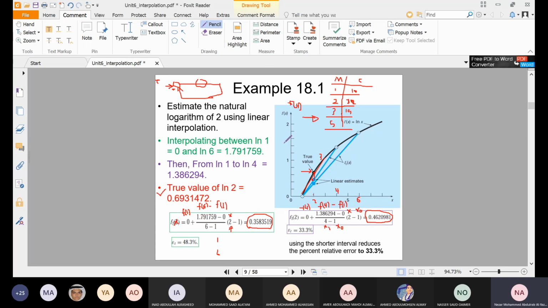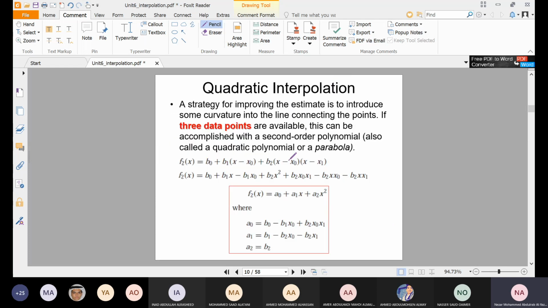Okay, so the first thing, as usual, we start with the linear method. The second method we can go for is quadratic. If we need to improve the estimation more than what we have in the linear, we can go with the higher order.